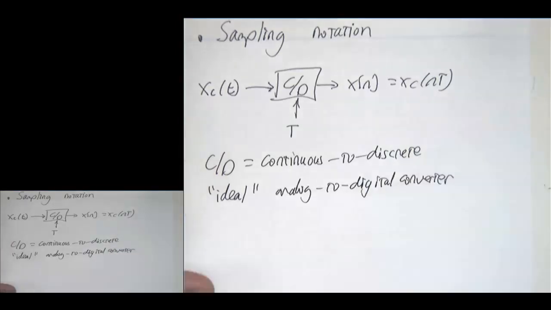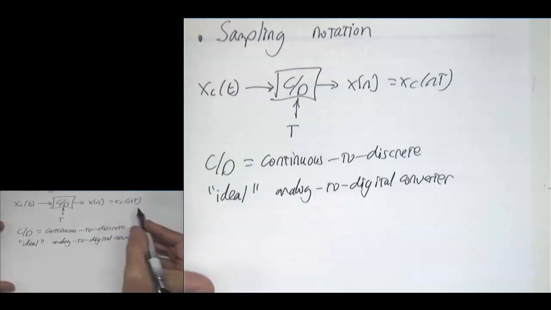And it's ideal because we're not considering all the analog imperfections associated with an A to D, like the slew rate. We're not considering the quantization effects that also happen in an analog to digital converter. So we're assuming that the analog to digital converter is very well behaved and has infinite resolution.